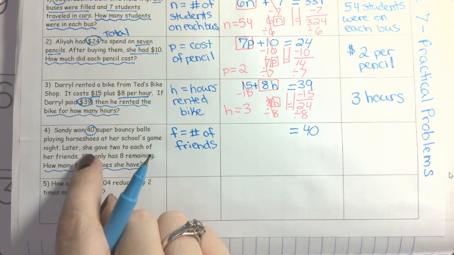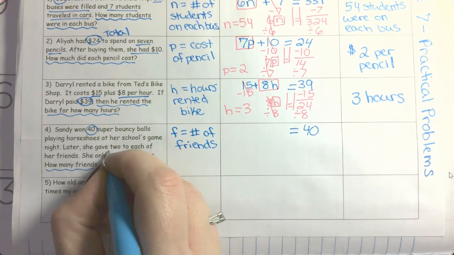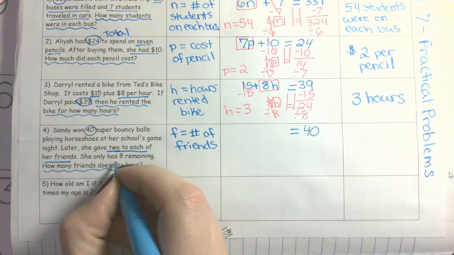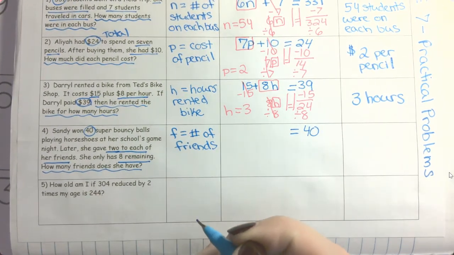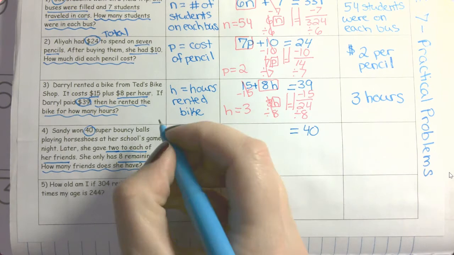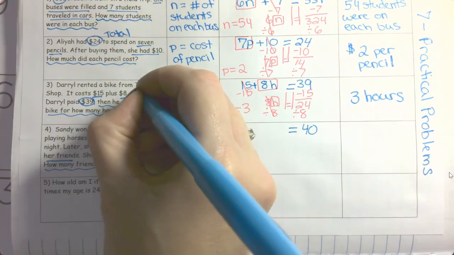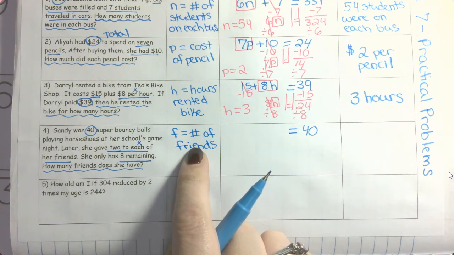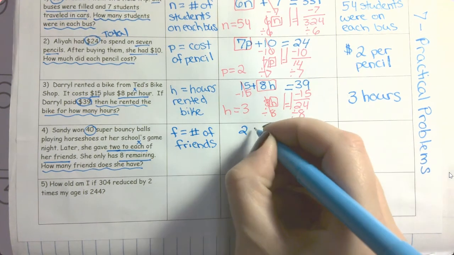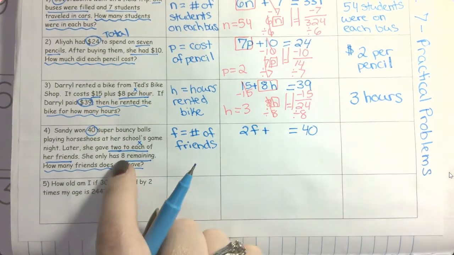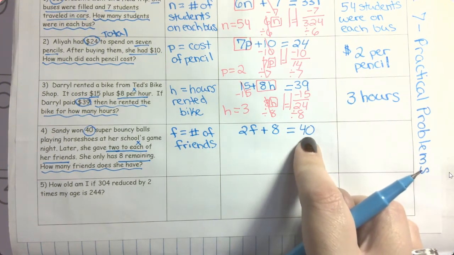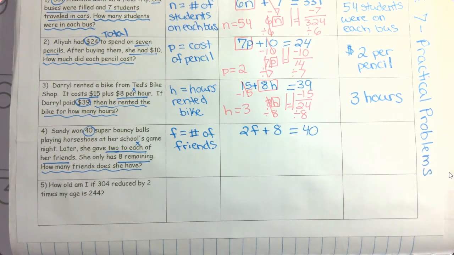Now what creates that 40? She gave 2 to each of her friends, and then she also has 8 remaining. So each is going to be multiplication here, just like per was multiplication in the last one. So 2 times the number of friends that she has. We don't know how many friends she has. That's what we're solving for. So 2F plus whatever she had left over, which was the 8, to total 40. So then I can solve this equation.